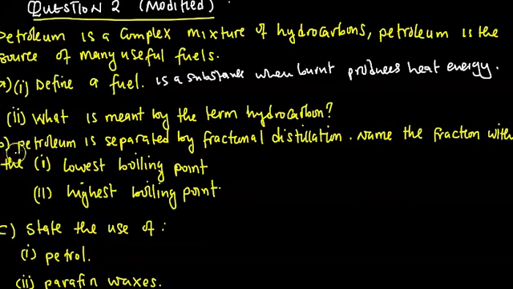So up to B question: petroleum is separated by fractional distillation. Name the fraction with the highest boiling point, with the lowest boiling point first, then we come to the highest. So the one with the lowest boiling point in the fractional distillation is refinery gases. Okay, so the answer we are looking at is refinery. Let me write it nicely. Refinery.